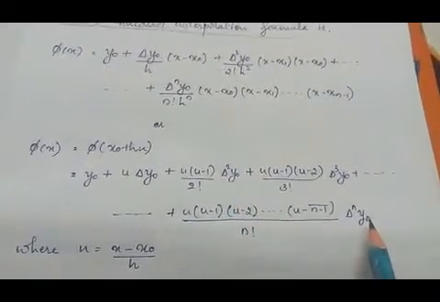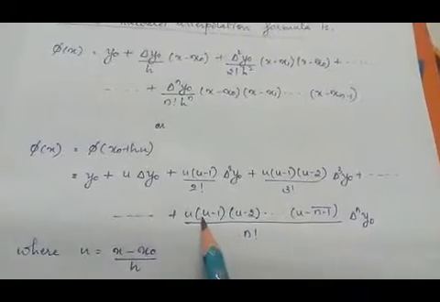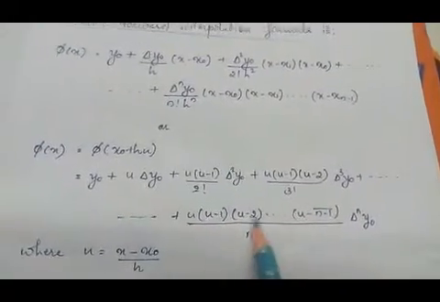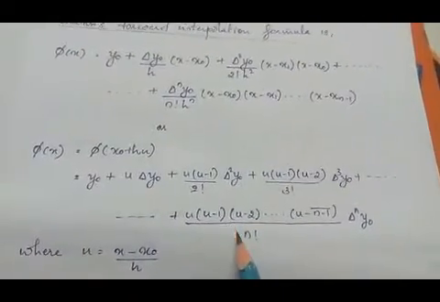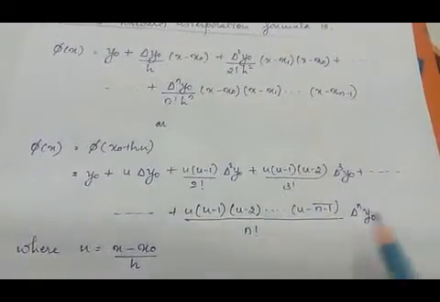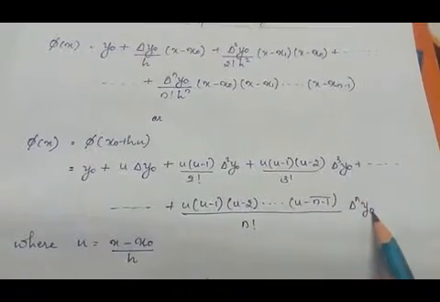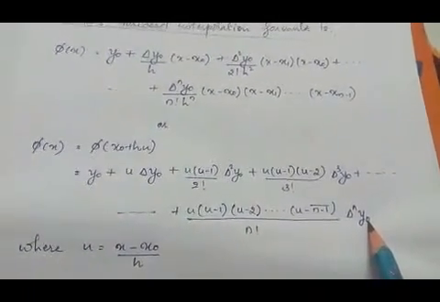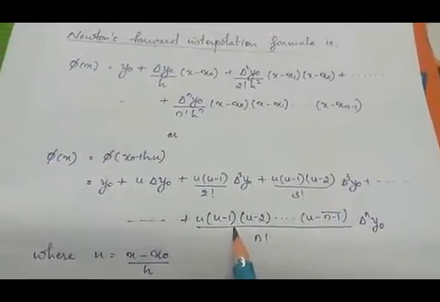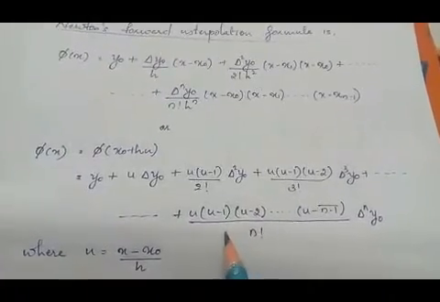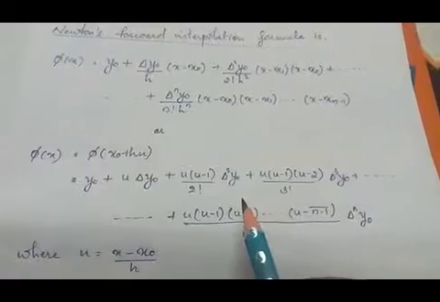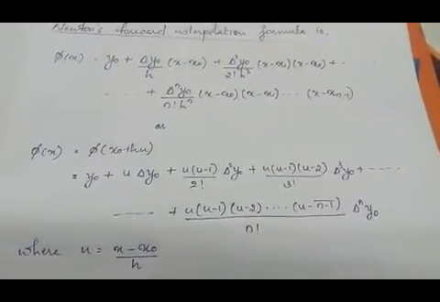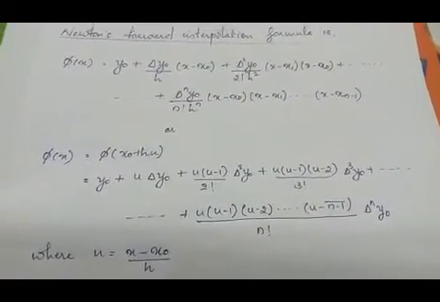So in the nth term you can see that there are n terms here starting from u, and divided by n factorial, and the difference is delta raised to n y0. So this is a simpler form of Newton's forward interpolation formula, and this will be used in the problems where you have to find the intermediate values.